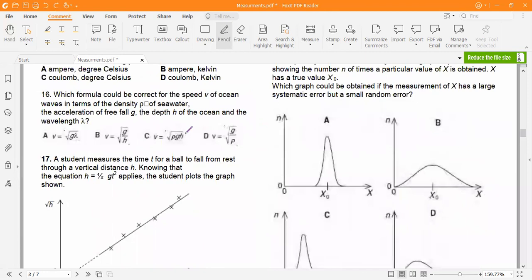Okay, let's do 16. Which formula could be correct for the speed v of ocean waves in terms of density rho of seawater, the acceleration of free fall g, the depth h of the ocean, and the wavelength lambda? Now in this one, you don't have to be an actual physicist to find this.